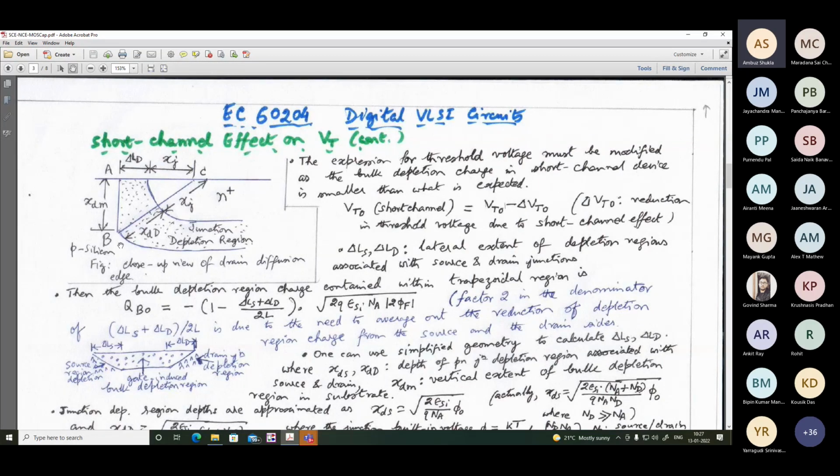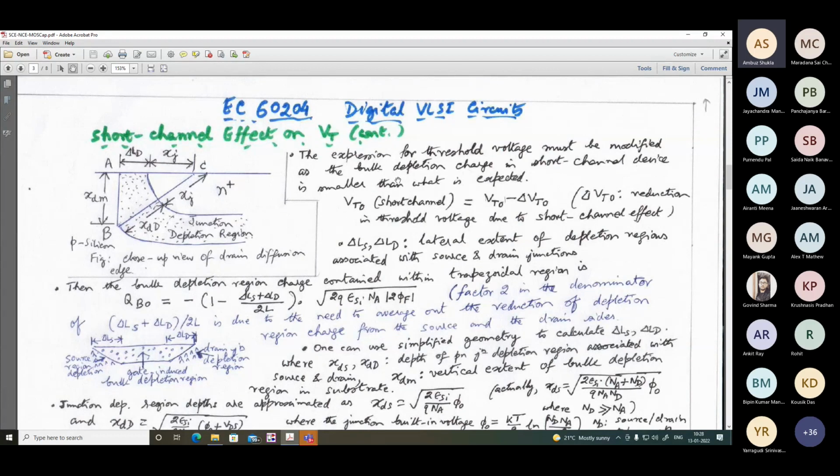Now see, the expression for threshold voltage must be modified as the bulk depletion charge in the short channel device is smaller than what is expected. So VT0 for the short channel can be written as the total VT0 minus delta VT0. This delta VT0 we have to estimate now. This is a reduction in threshold voltage due to short channel effect. Prior to that, just again recall delta LS and delta LD is the lateral extent of depletion regions associated with source and drain junction region. Then the bulk depletion region charge contained within the trapezoidal region. This bulk depletion means it is solely due to VGS. That is the actual, and this will be taken care of in the final expression of the VT. This is charge, so charge divided by capacitance will give me voltage. So actual QB0 divided by COX will be included in the expression of threshold voltage.